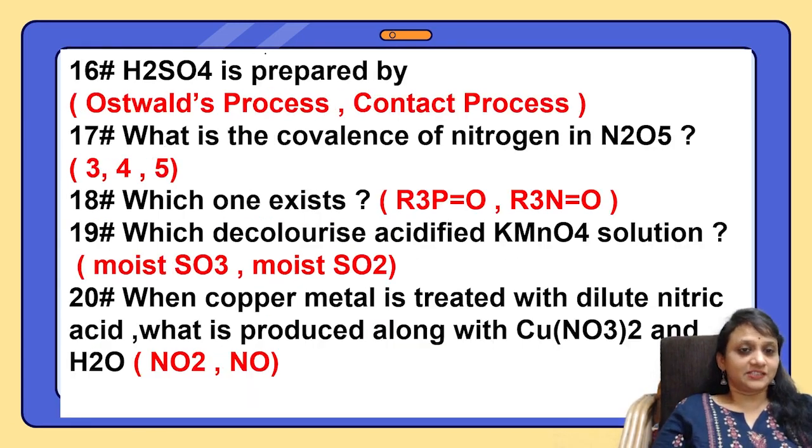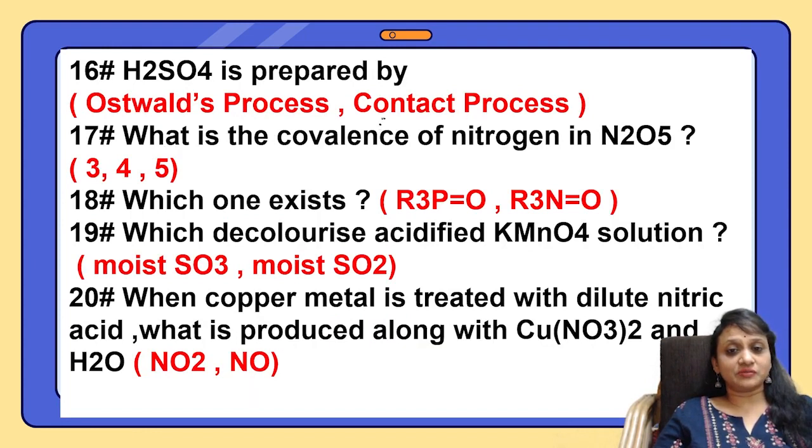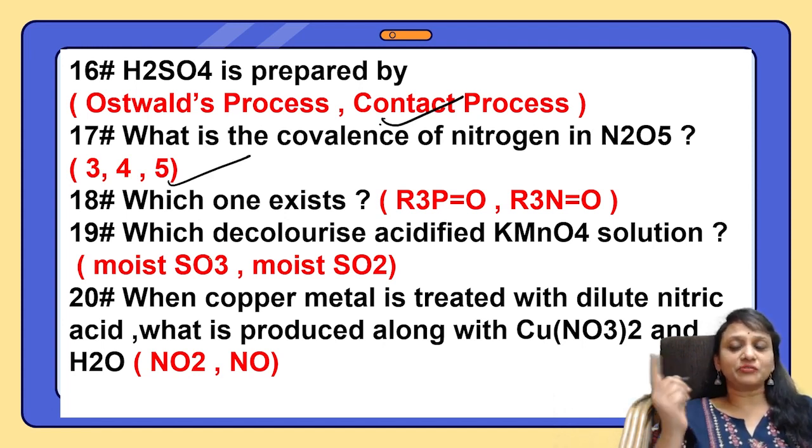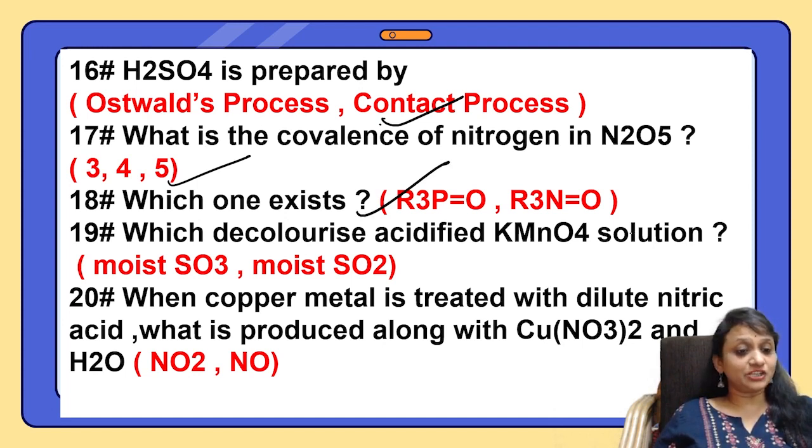Next, is sulfuric acid prepared by Ostwald's process or contact process? Contact process. What is the covalency of nitrogen in N2O5? It's 5, the number of atoms surrounding. Which one exists, R3PO or R3NO? Basically, nitrogen doesn't have any d orbital, so R3PO exists. Which decolorizes acidified potassium permanganate solution? Moist SO3 or moist SO2?